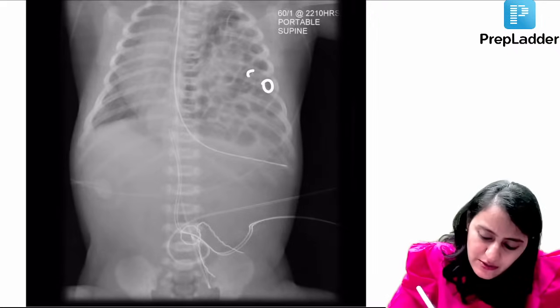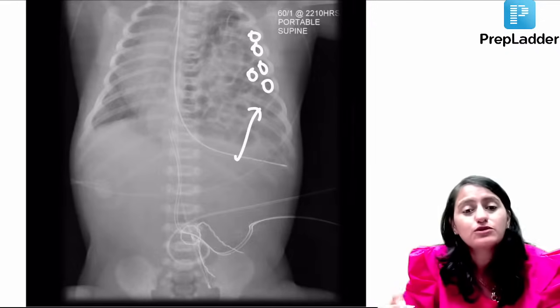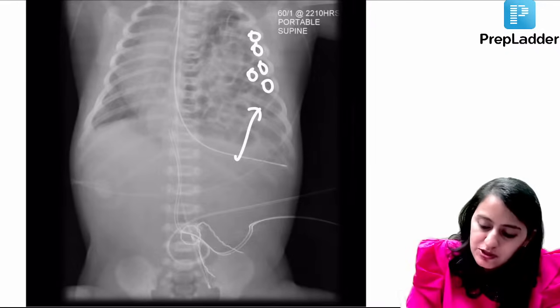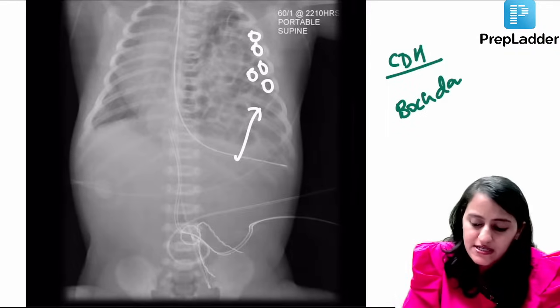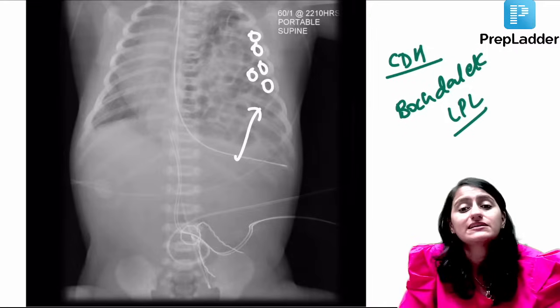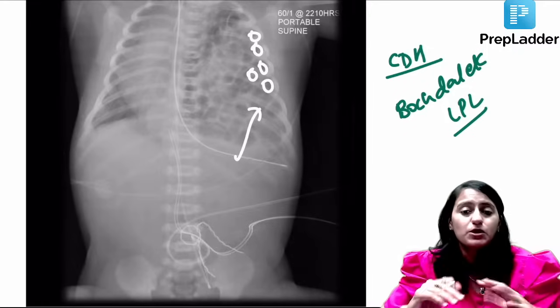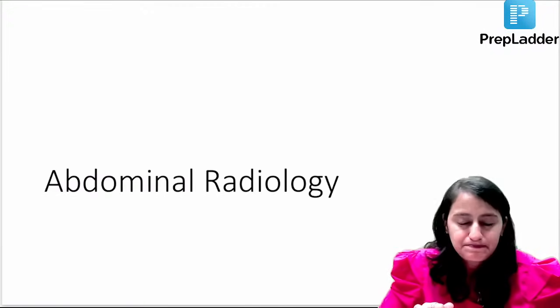These rounded lucencies that you are seeing in the lung, these are the bowel loops that have come into the lung. So this is congenital diaphragmatic hernia, most common being the Bochdalek hernia, left posterolateral, which is most common. Congenital diaphragmatic hernia has scaphoid abdomen, bag mask ventilation contraindicated. All of you know that, right?